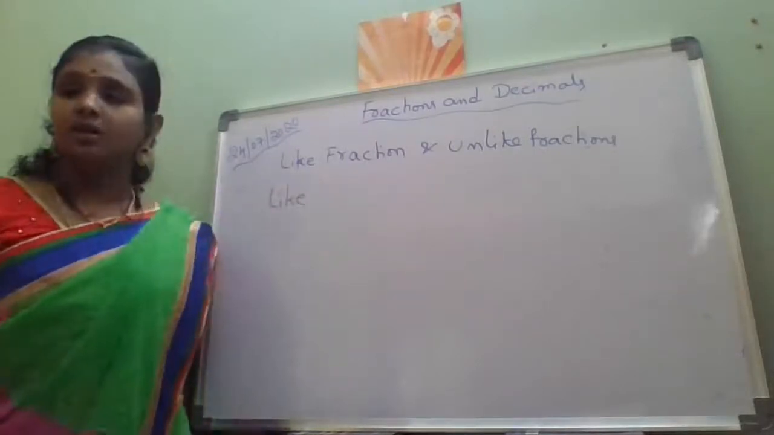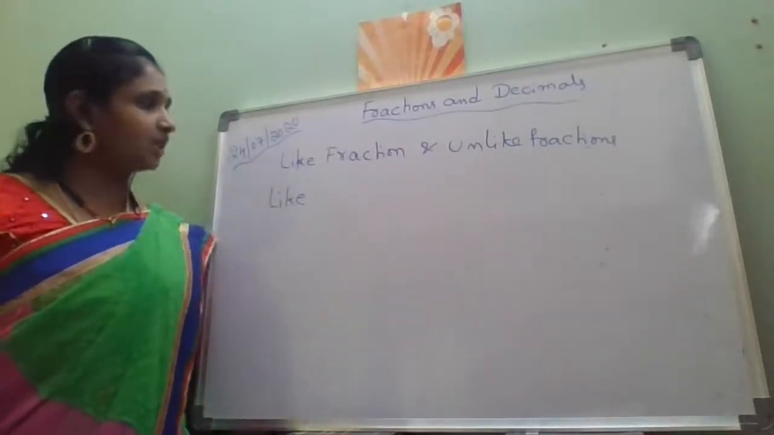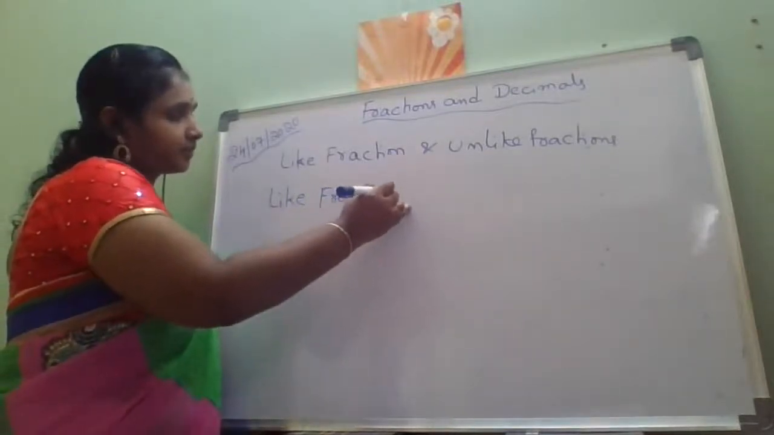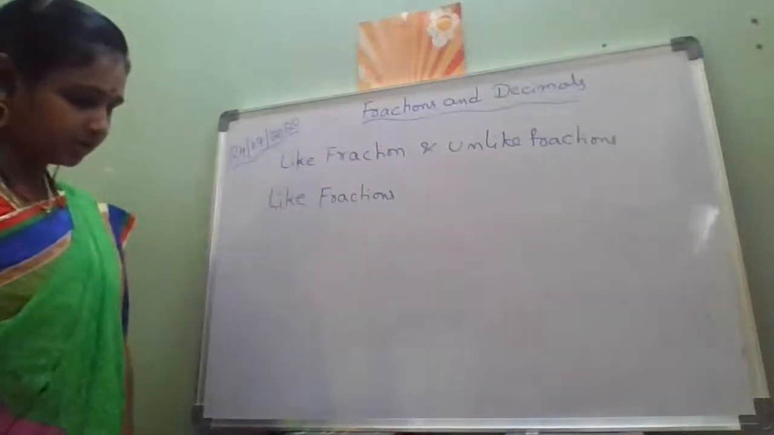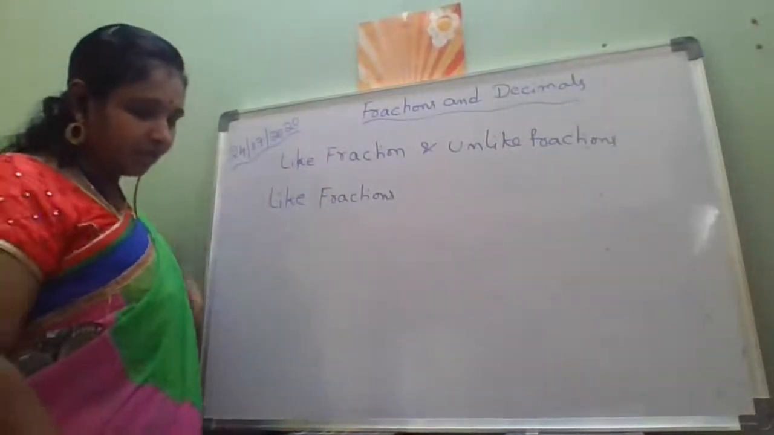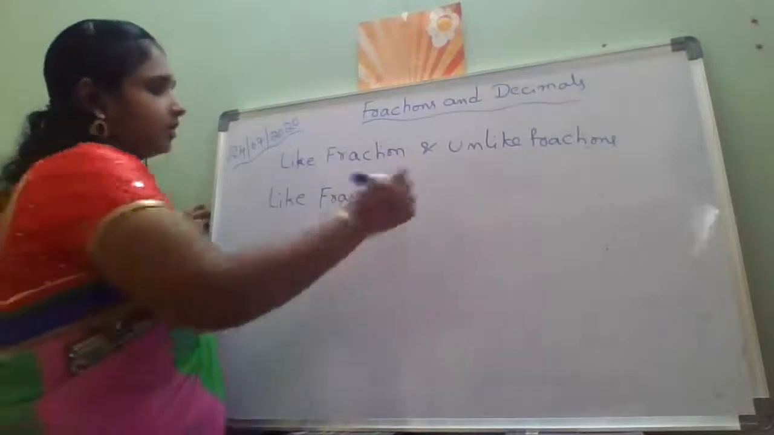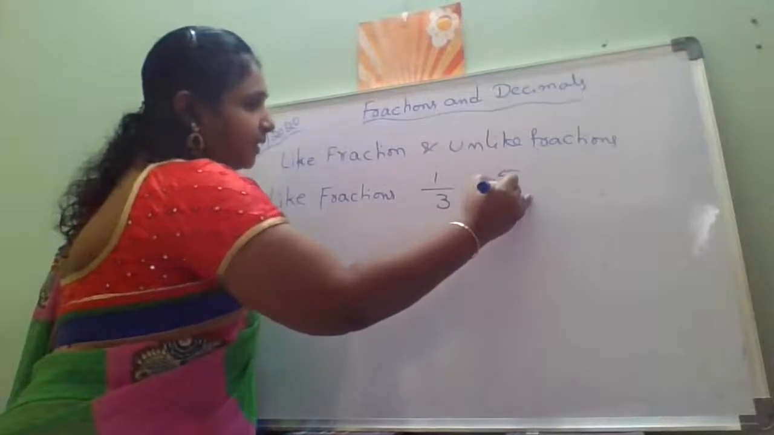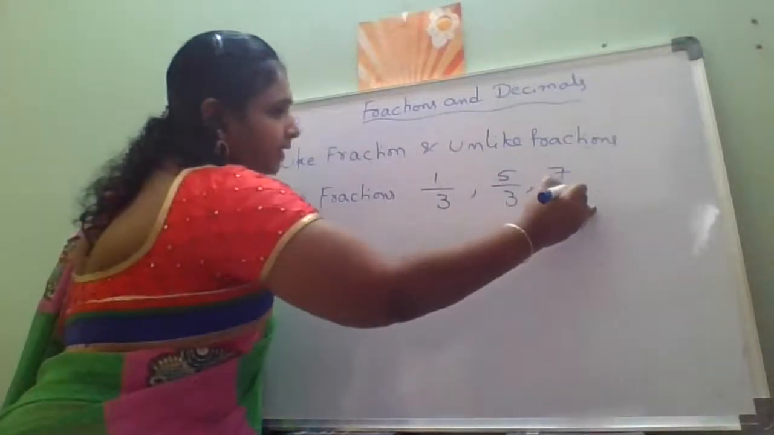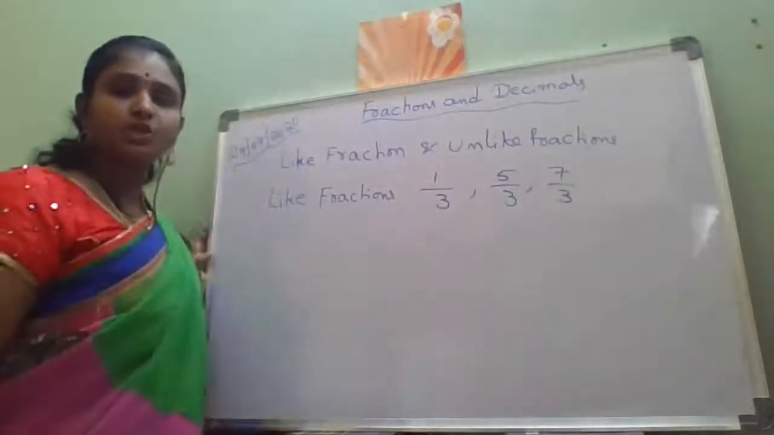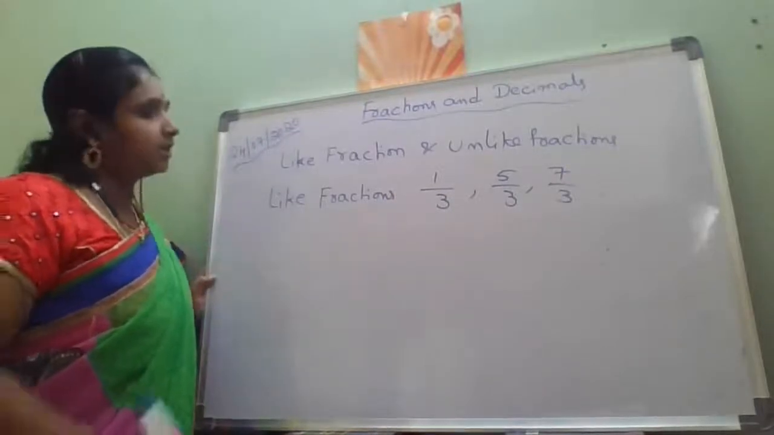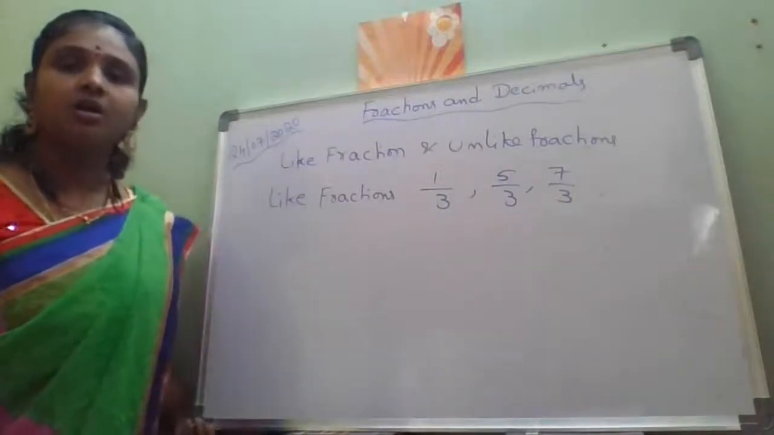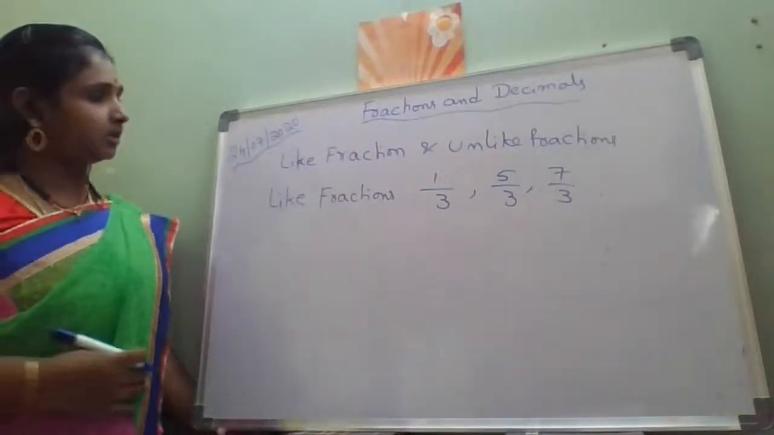Write running notes. Okay. Like fractions. Tell me some examples of like fractions. Some examples of like fractions are 1 by 3, 5 by 3, 7 by 3. All denominators should be equal. Such type of fractions are called like fractions.